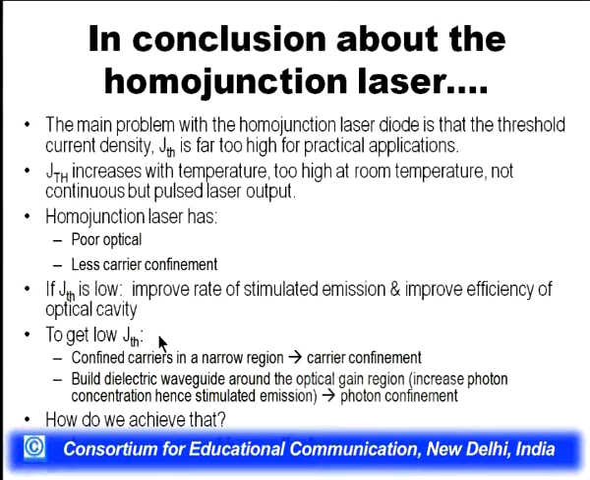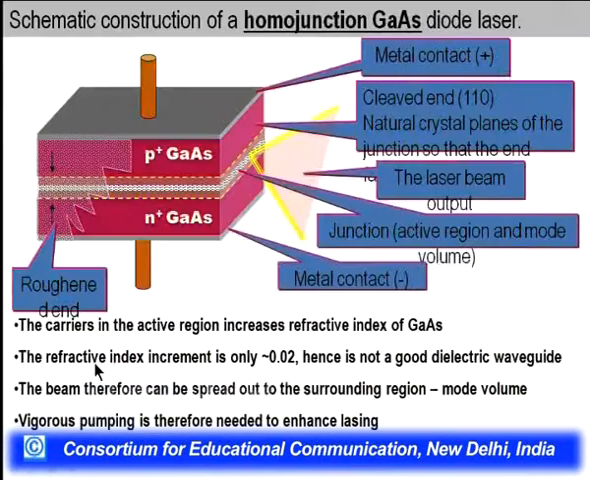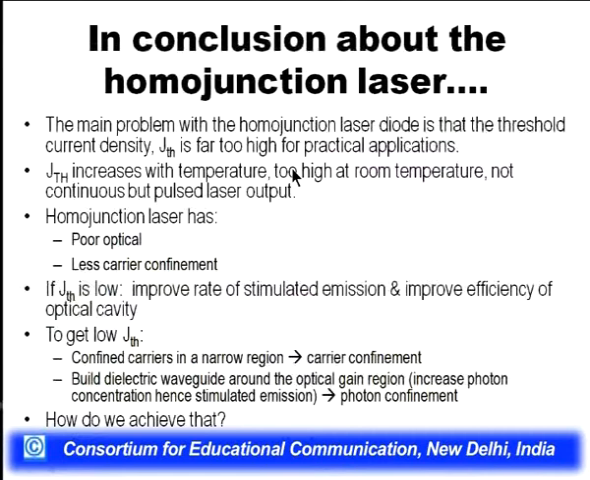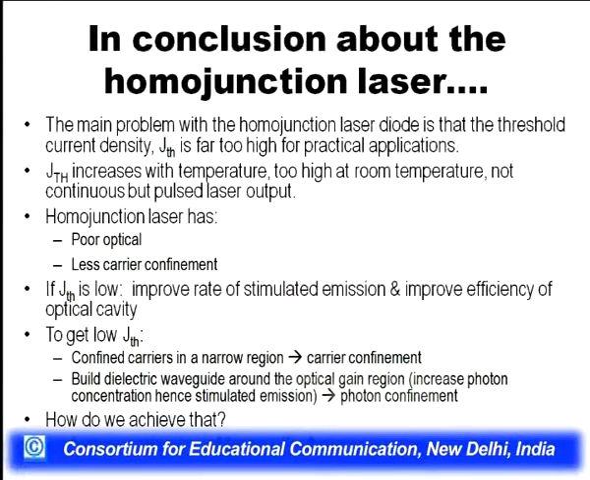To get low Jth, what should we do? Confine carriers in a narrow region. This region should be narrow and the carriers will be confined in this region. And for the carrier confinement, build a dielectric waveguide around the optical gain region to increase photon concentration, hence stimulated emission will take place. The two confinements are very important to get the low current density. One is the carrier confinement and second is the photon confinement. How do we achieve this? We achieve this by adding some impurity, that is in the form of a heterostructure laser diode.